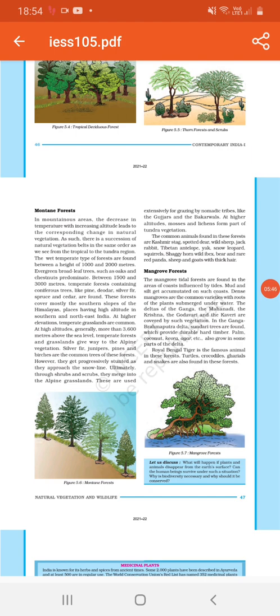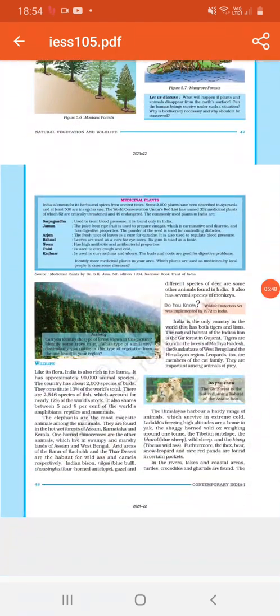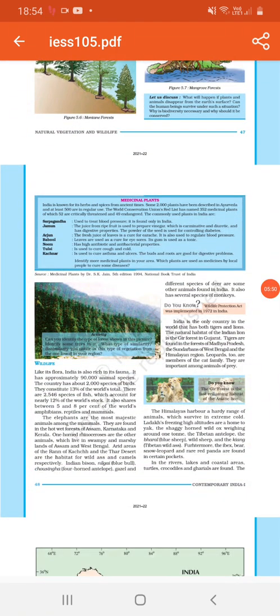Now we will know about the wildlife of India. Like its flora, India is also rich in its fauna. It has approximately 90,000 animal species. The country has about 2,000 species of birds. They constitute 13% of the world's total. There are 2,546 species of fish, which account for nearly 12% of the world's stock. It also shares between 5 and 8% of the world's amphibians, reptiles, and mammals.